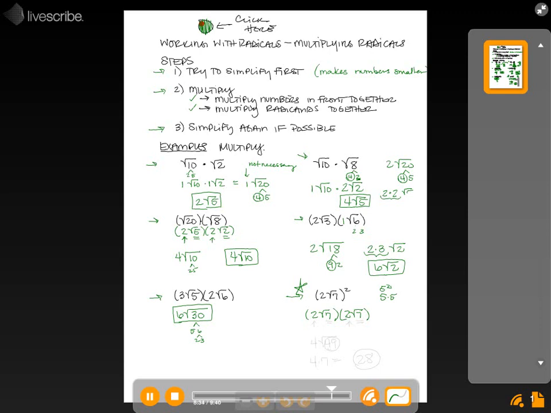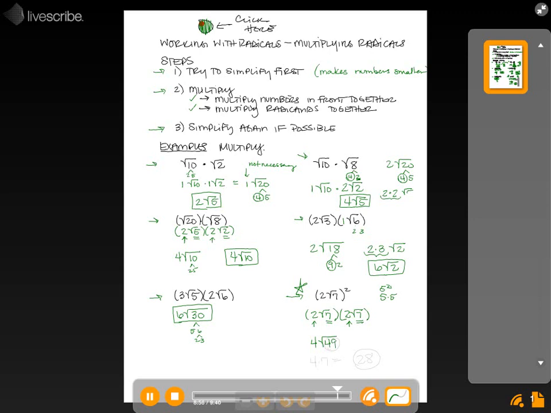Now we have a problem like we would in the other 5. It's the same idea. Check to see if we can simplify. We can't. The 7 is already a prime number. It won't break down. There's no perfect squares. So we go ahead and multiply. Multiply the numbers out in front. 2 times 2 is 4. The radicand, 7 times 7 gives us 49.